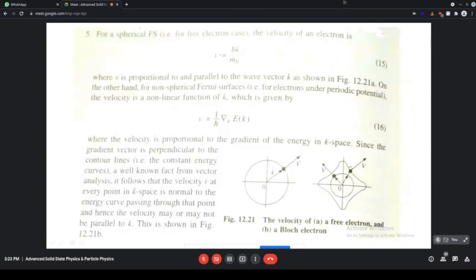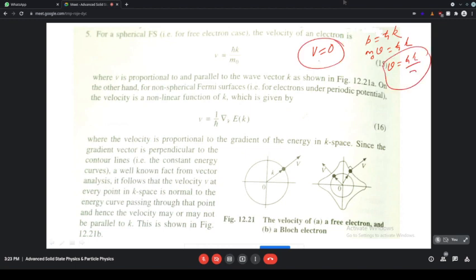Let us consider, suppose there is no interaction, that we are considering a free electron. We can write momentum is equal to h cut k, or we can write mv is equal to h cut k, or we can write v is equal to h cut k by m. This is when we are considering that the electron is free. Then velocity is directly proportional to k. The direction of the velocity will be the same as the direction of the k.